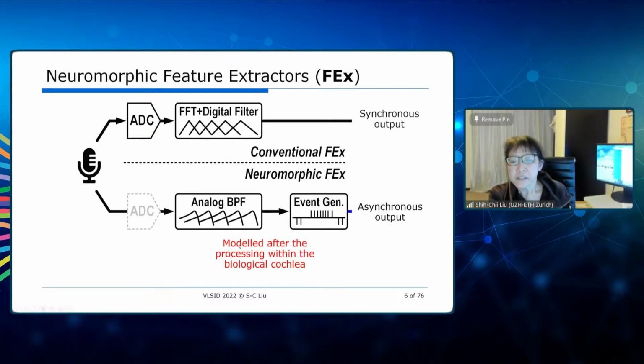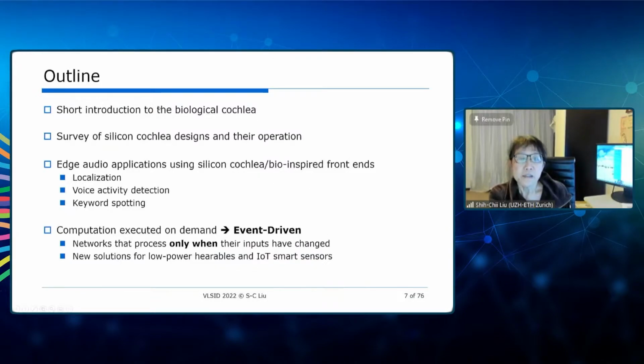Now, these blocks over here are modeled after the processing within the biological cochlea, and this is what I want to talk about more next. So the outline of the tutorial will go as follows. I'll give a short introduction to the biological cochlea, then I'll give a survey of silicon cochlea designs and their operation. In the second part of the tutorial, I'll talk about edge audio applications using either a silicon cochlea or a bioinspired front end. Some of the tasks that I'll touch on are localization, voice activity detection, and keyword spotting.